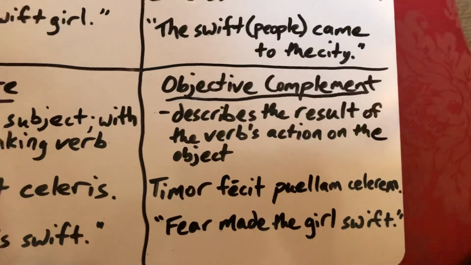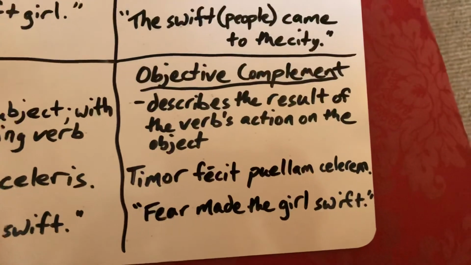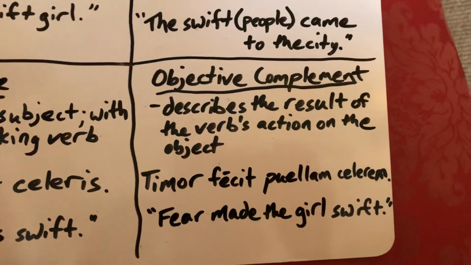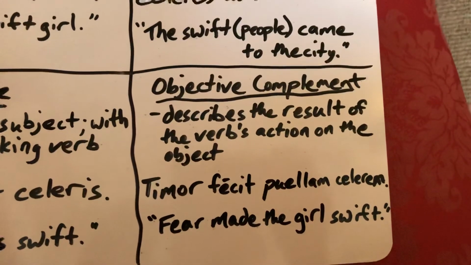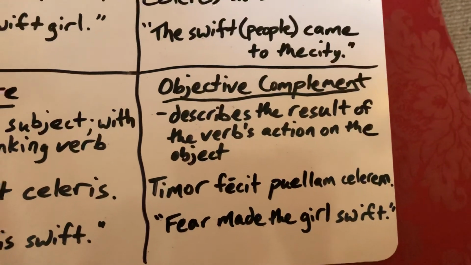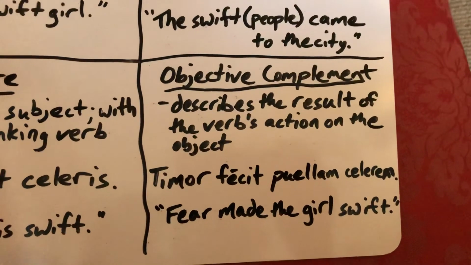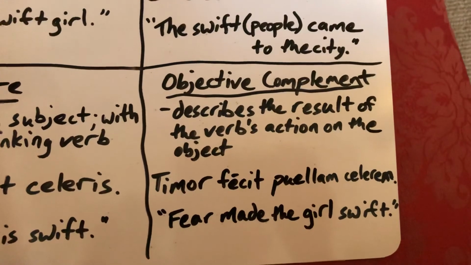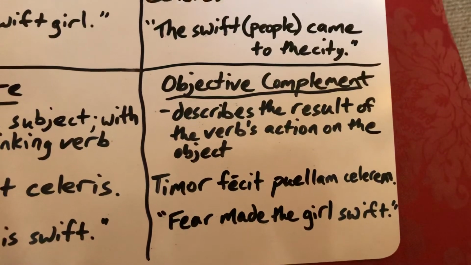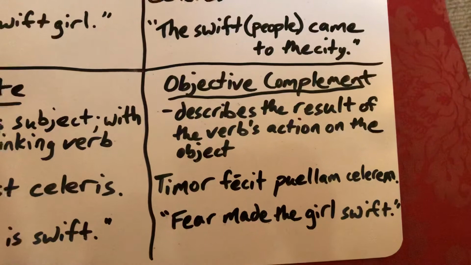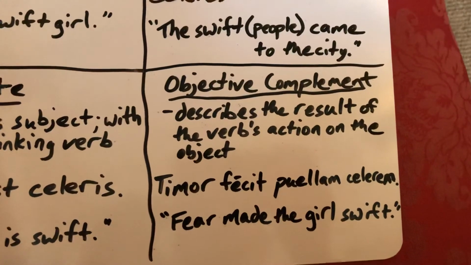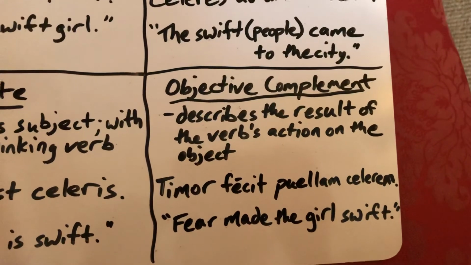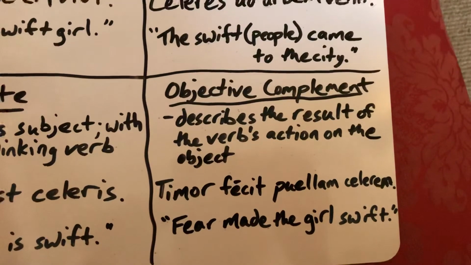So the example here, fear made the girl swift. You'll notice swift is still modifying girl. But she wasn't always swift. She was swift because of what the fear did to her. So fear acted on the girl and made her something else. So fear made the girl swift. It's very different than saying fear made the swift girl, which doesn't make a whole lot of sense.